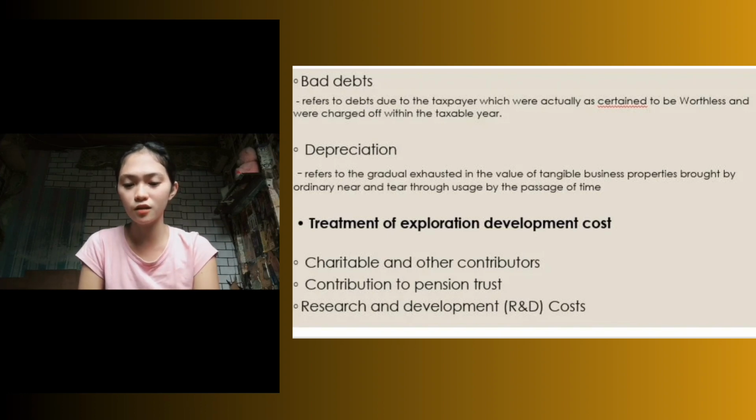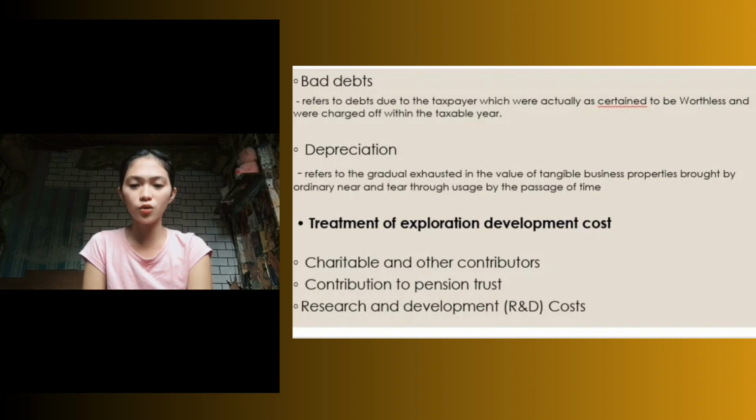depreciation. So depreciation refers to the gradual exhaustion in the value of taxable or tangible business properties brought about by ordinary wear and tear through usage or by the passage of time. So I have an example of depreciation.